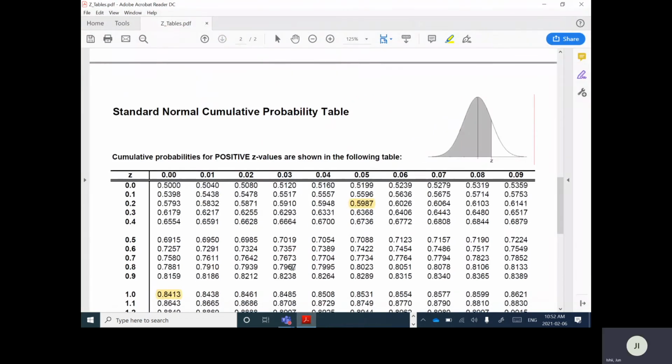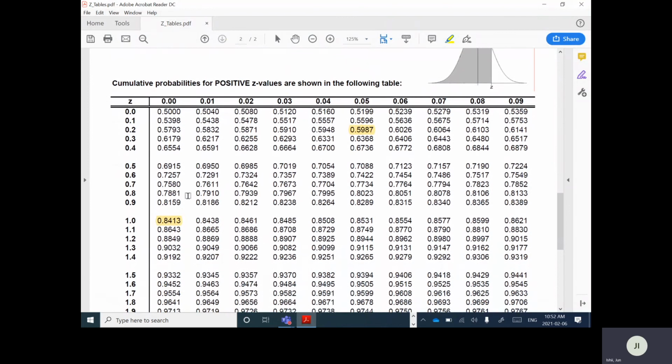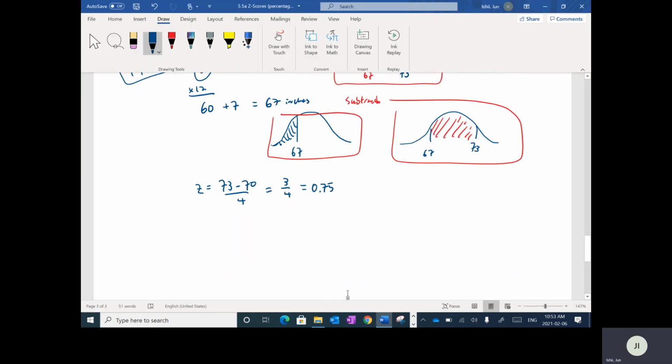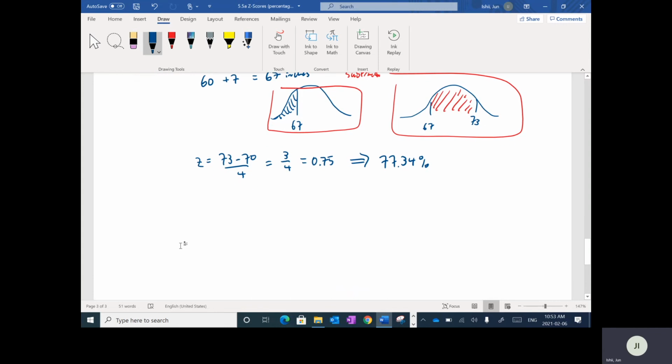Okay, so 0.75, where's that? 0.7, and then I'm going to go across to the 5. So that's this value right here. I'm going to write it as a percentage right now. So that's 77.34%. I'm going to draw an arrow and just write 77.34%.